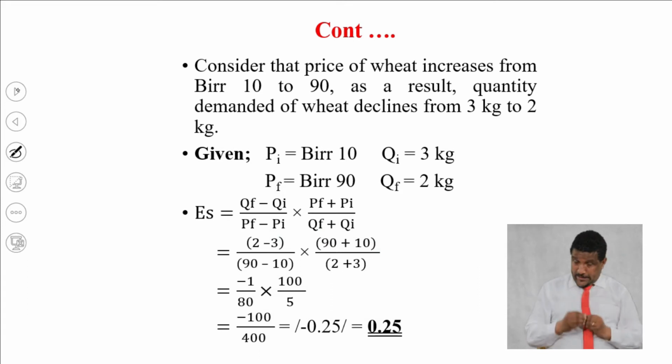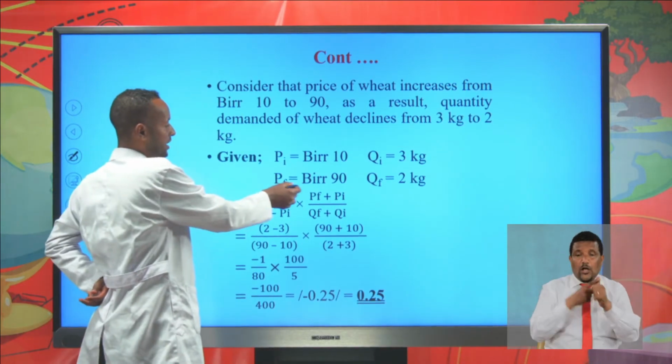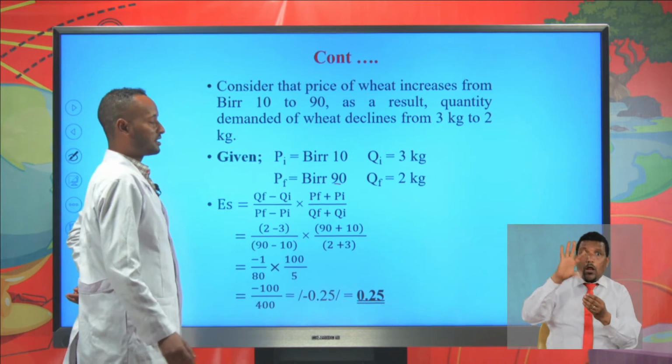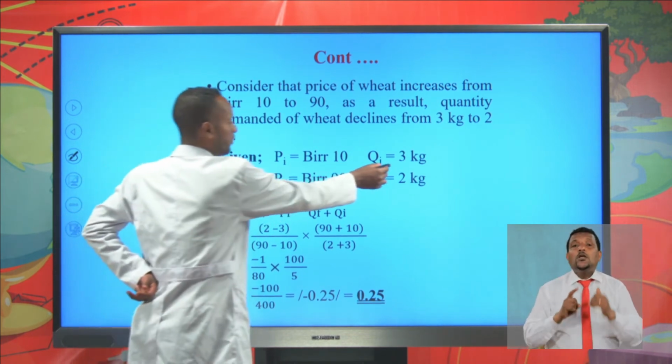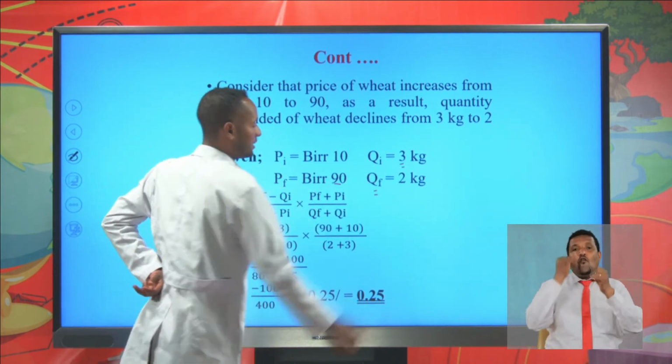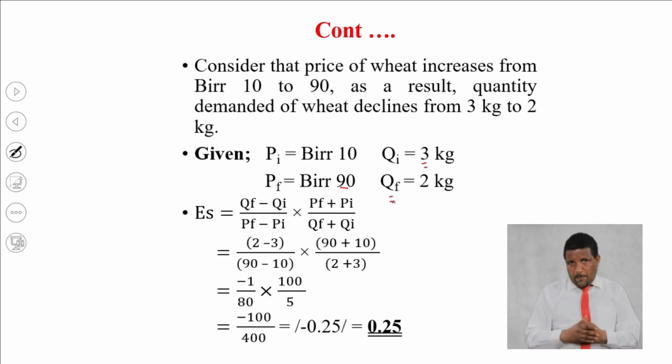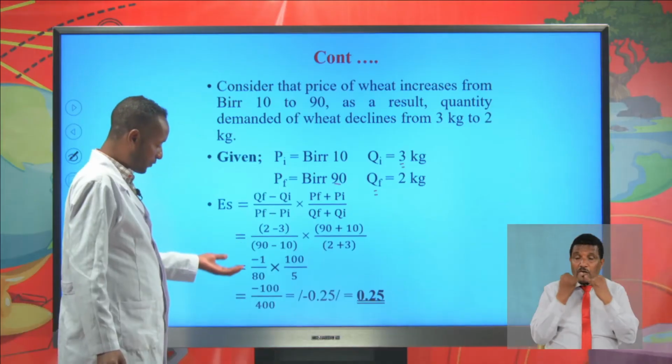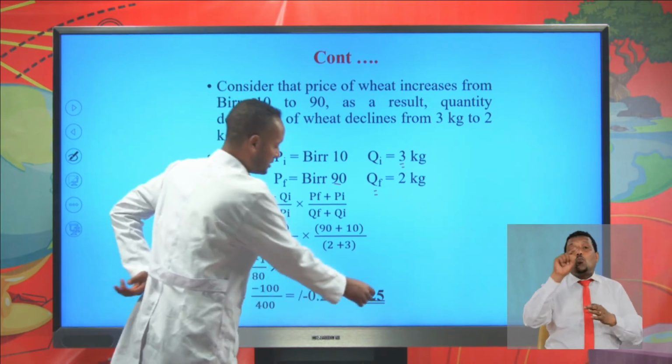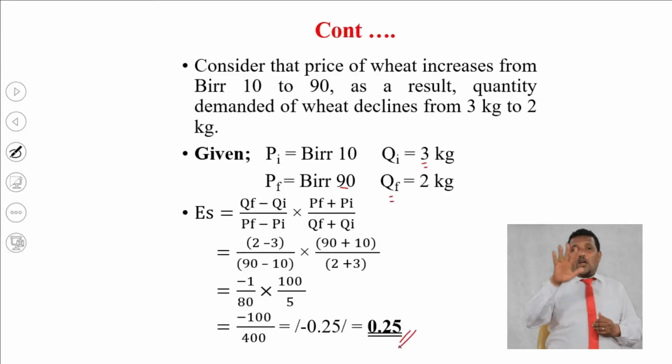Mathematically, consider that the price of wheat increases from 10 to 90. As a result, the quantity demanded of wheat declines from 3 kg to 2 kg. That means the price was initially 10 and finally it increased to 90, and the initial quantity was 3 kg and the final quantity is 2 kg. When we substitute this information into the formula, we get 0.25. This 0.25 lies between 0 and 1. Hence, the buyer is said to be inelastic.